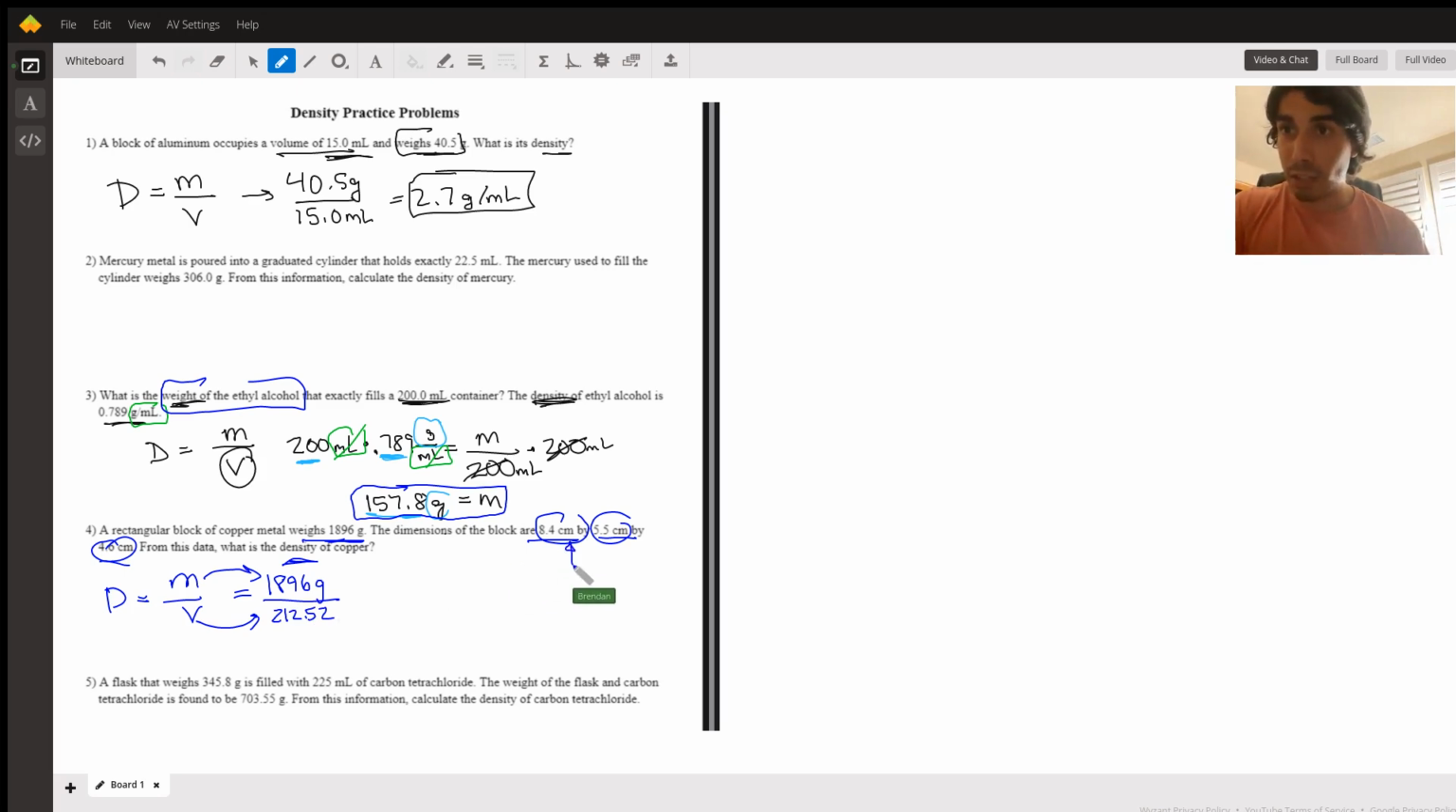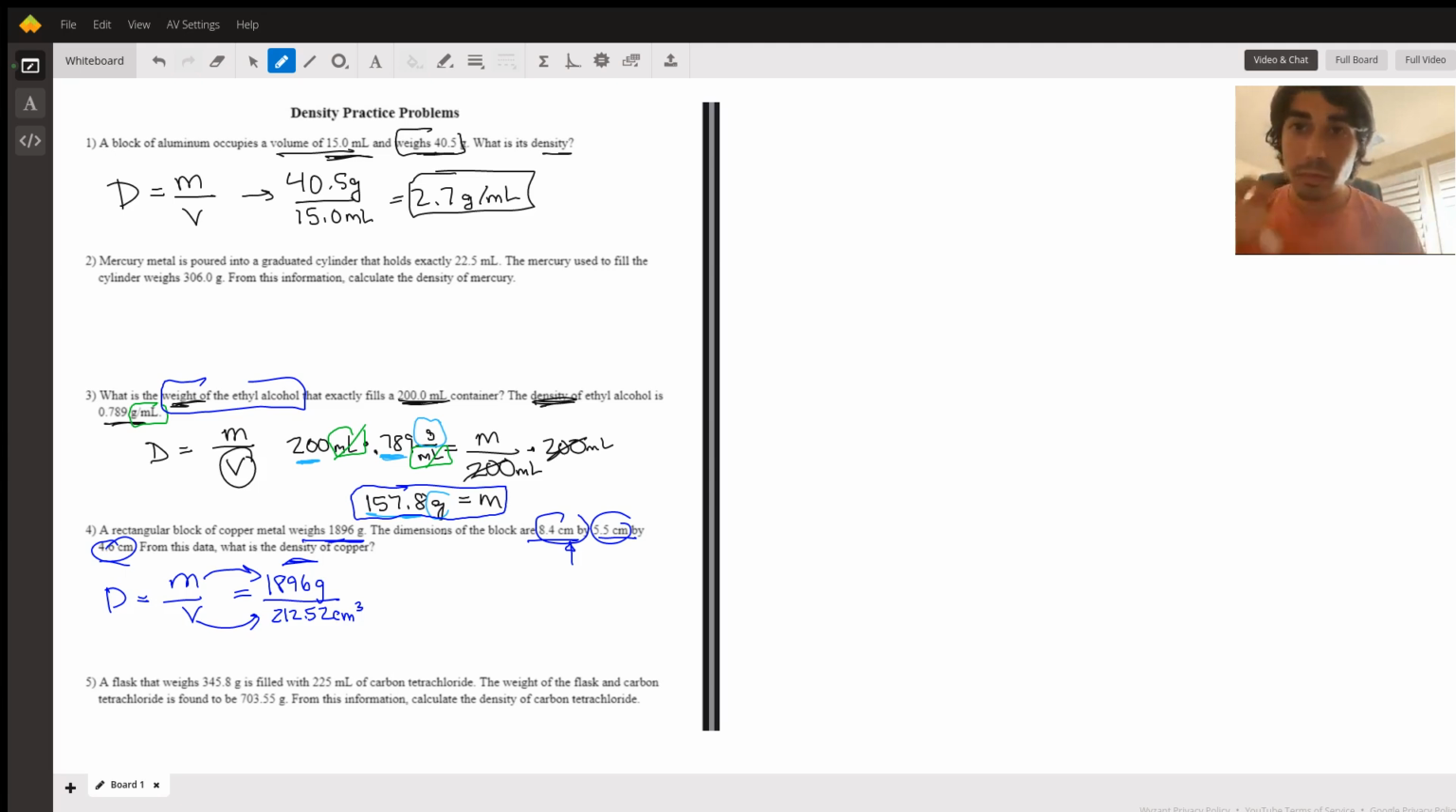Notice these were in centimeters, right? So whenever you have volume, that's going to be centimeters cubed. Area would be centimeters squared. Volume is centimeters cubed. So area, they're always squared. But for these density problems, we're looking at volume, and that's going to be cubed. So we got cubed. All right.